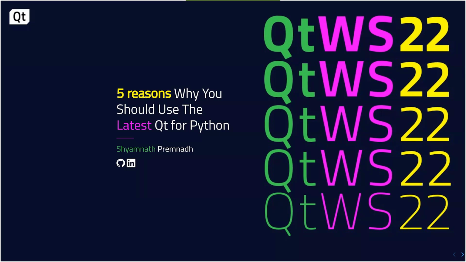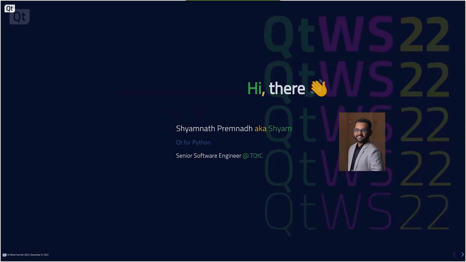Ever since the last Qt World Summit, we have had two new versions of Qt for Python, 6.3 and 6.4. Over the general course of my talk, I'll be introducing you to Qt for Python, how you can benefit from using Qt for Python as a C++ developer, as a Python developer, or in general as any developer. Following that, I'll be showing you 5 cool features of the latest Qt for Python. Hence, this talk is titled 5 Reasons Why You Should Use the Latest Qt for Python.